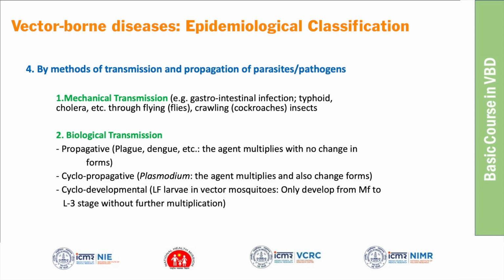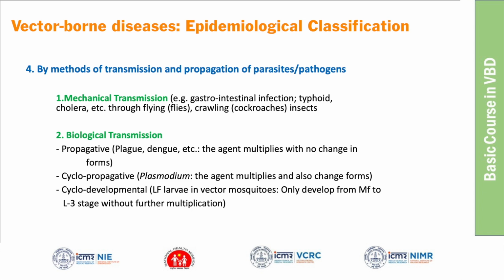These are mechanical vectors. And the biological vectors, in which most of our vector-borne diseases of concern to us fall, we have three categories. One is propagative vectors. In these, for example, dengue and plague, the disease agent multiplies but does not change its form. It simply multiplies.